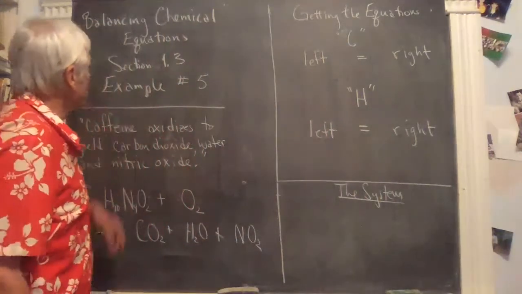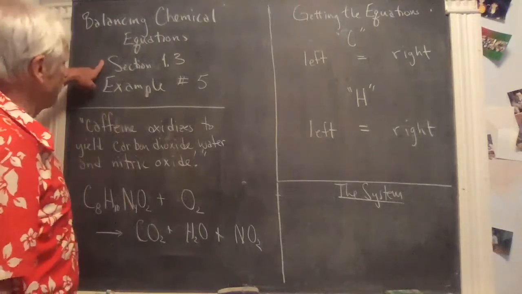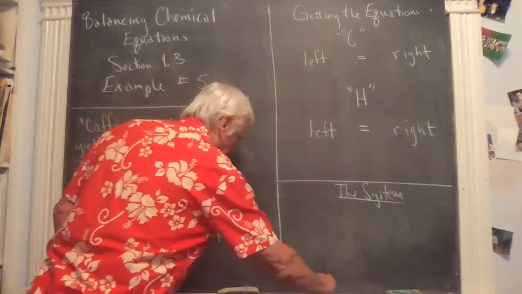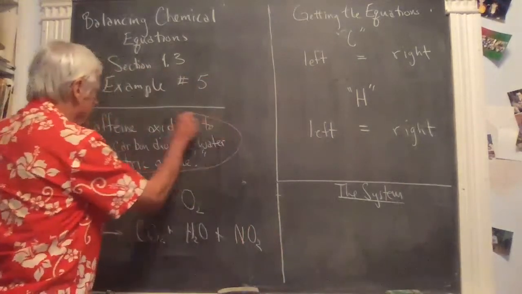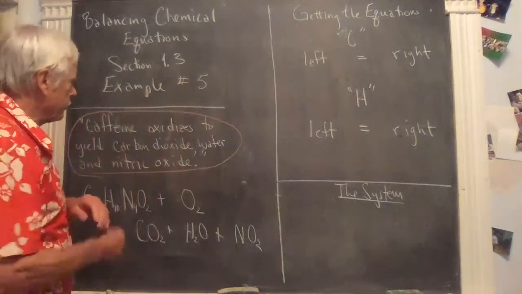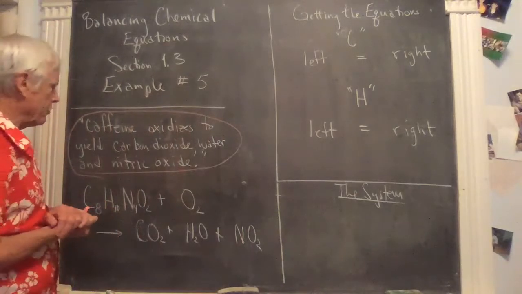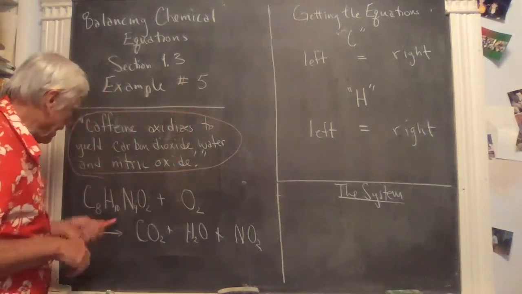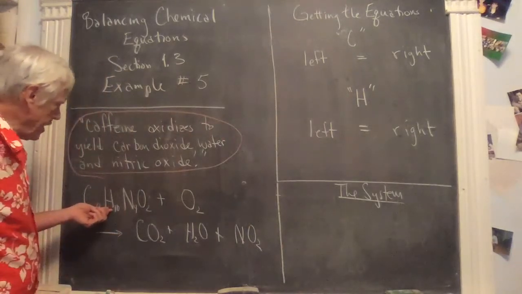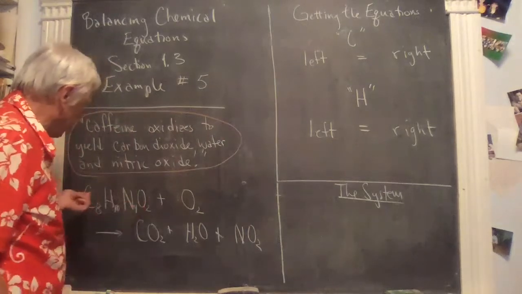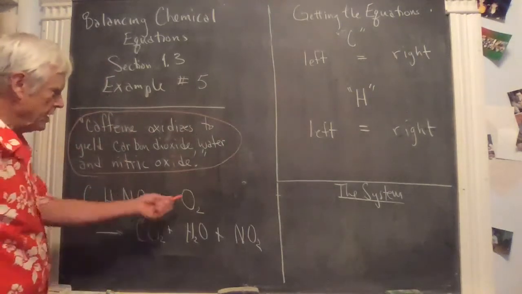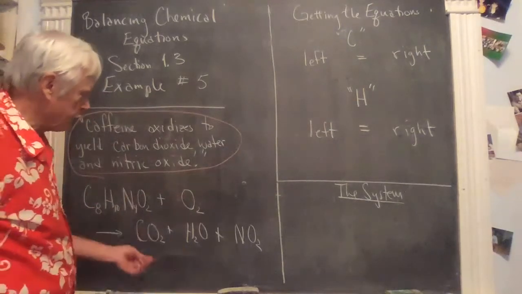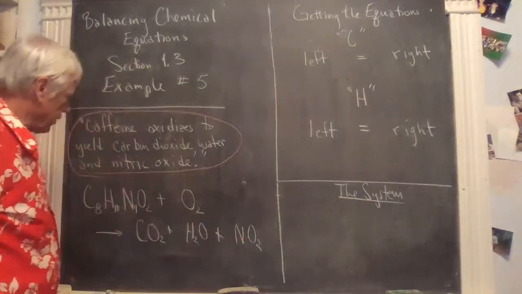Many of you have done this. This is example 5 of section 1.3. How does it work? Well, like a lot of applied problems, you start with something that has no mathematics in it. Caffeine oxidizes to yield carbon dioxide, water, and nitric oxide. So you do a little chemistry, and this is caffeine, C8H10N4O2. This is the caffeine molecule, what composes it. Oxygen, this is molecular oxygen. CO2, carbon dioxide, water, nitric oxide.